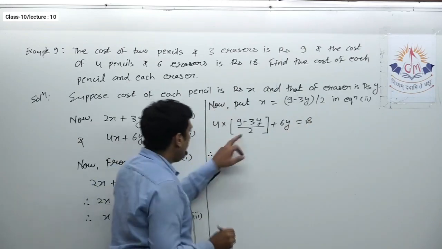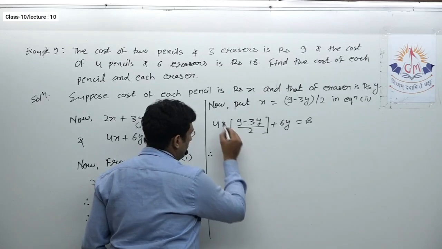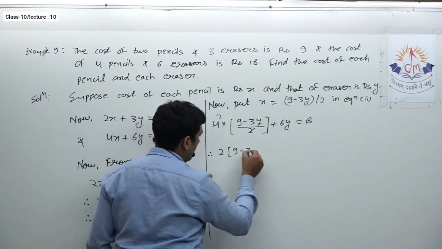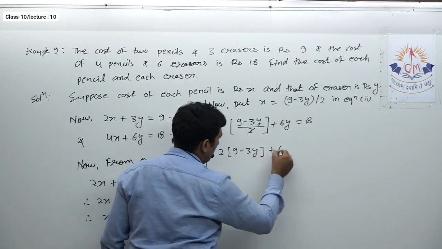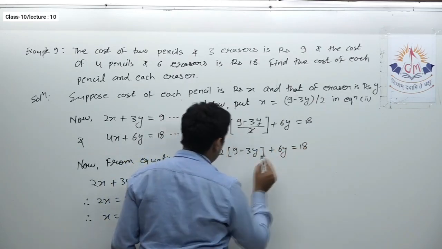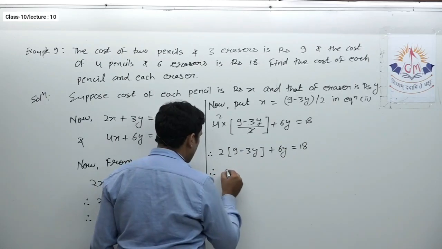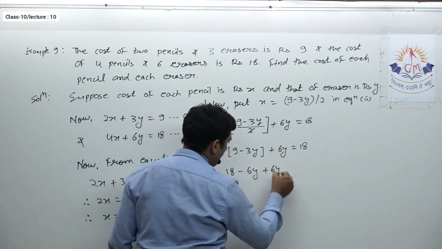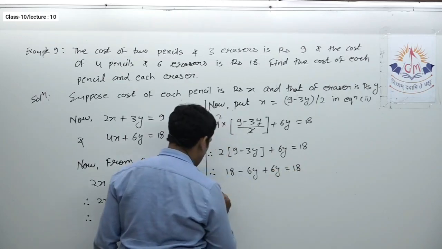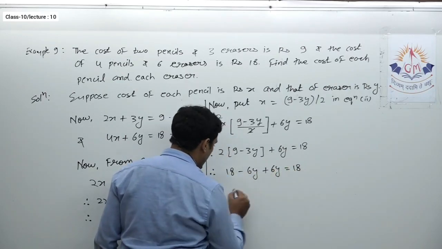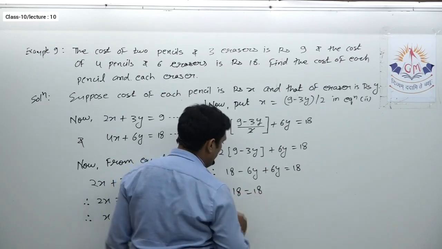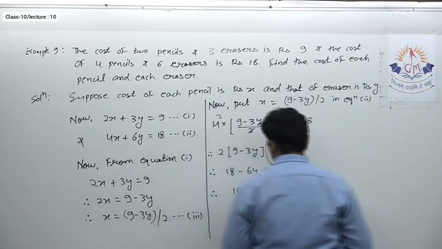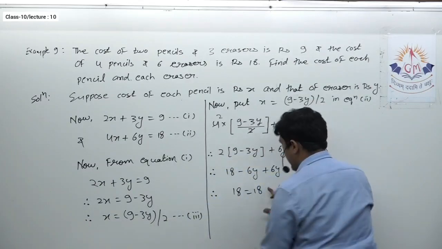So here I can cancel 2 and 4. So here I will get 2 times (9 minus 3y) plus 6y is equal to 18. So here I will get 18 minus 6y plus 6y is equal to 18. So the 6y minus 6y will cancel out and we will get 18 equal to 18, which is true.